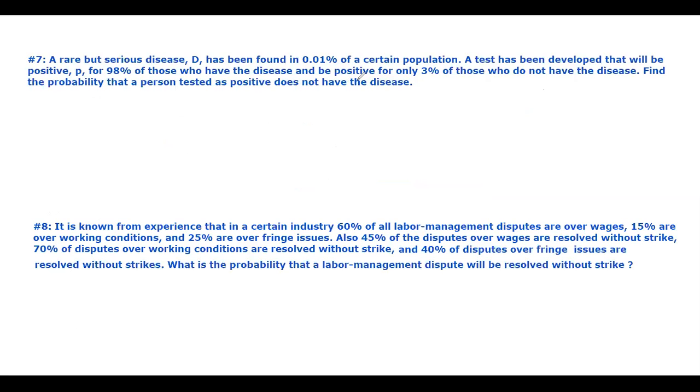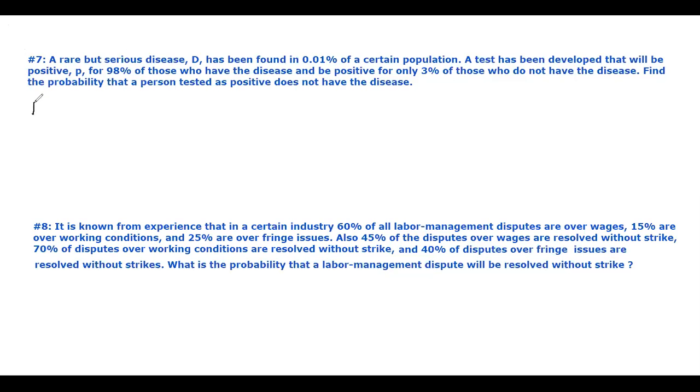Okay, so let's say a rare but very serious disease has been found in 0.01% of the population. A test has been developed that will be positive for 98% of those who have the disease, and be positive for only 3% of those who do not have the disease. All right, so find the probability that a person who tests positive does not have the disease. So basically, what do you want to find?